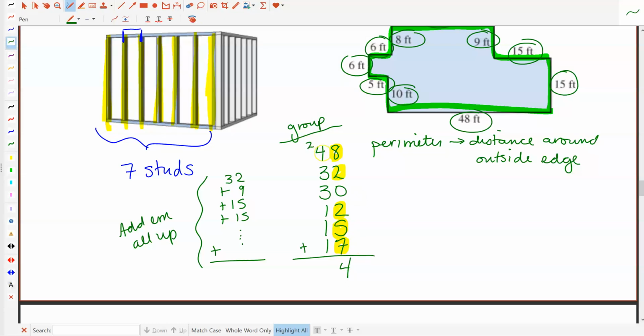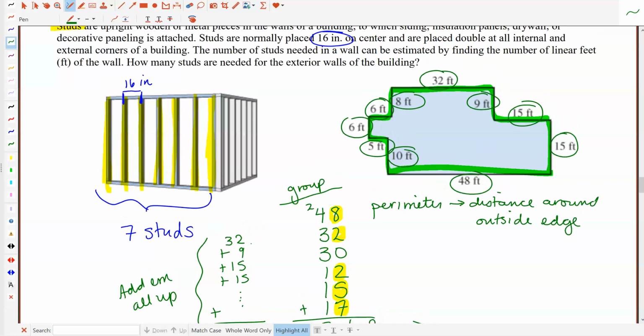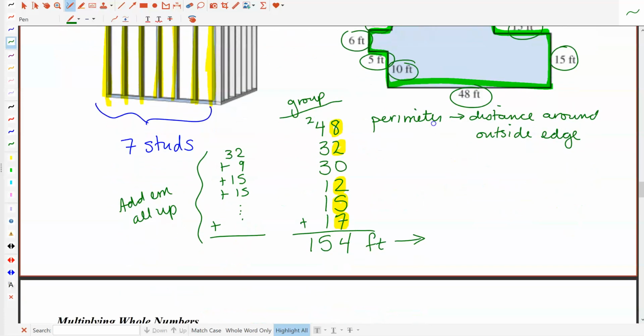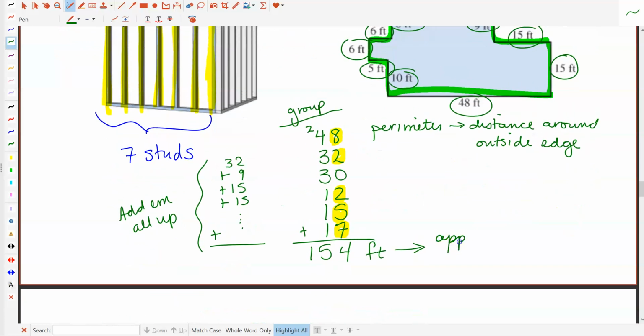So in that column I'll have 4, and I don't see a really easy way to do this, so I'll just start adding the numbers down. So 4, 5, 6, 7, 8, 9, 10, 11, 12, 13, 14, 15. So this is going to be 154 feet around the outside edge of the wall. Then we can assume, because we're working under the assumption that the number of studs is estimated by just whatever that linear feet is, that we'll need approximately 154 studs.